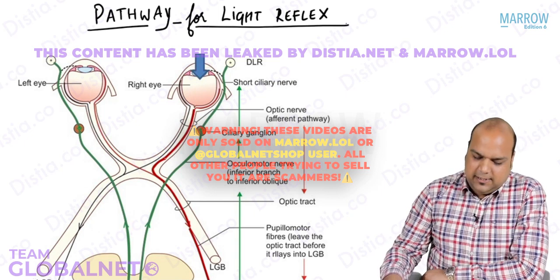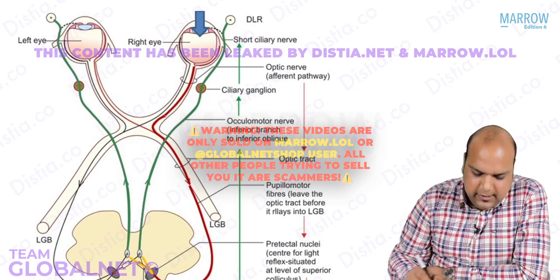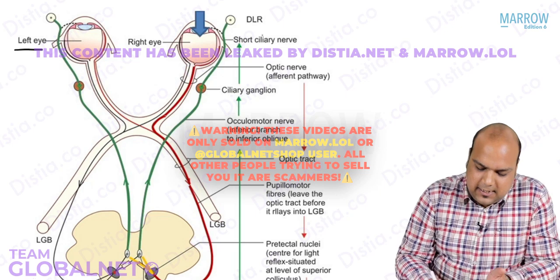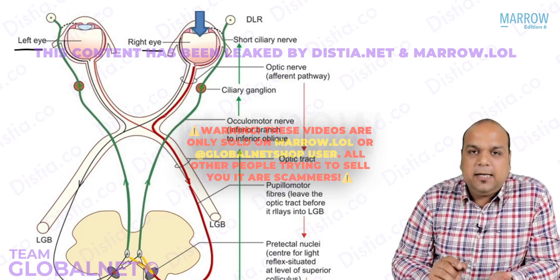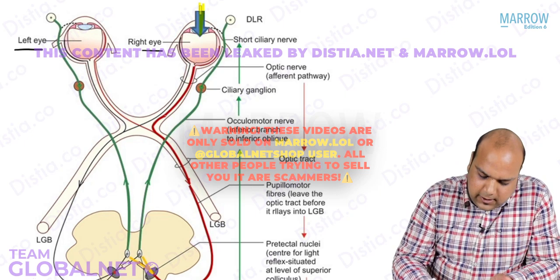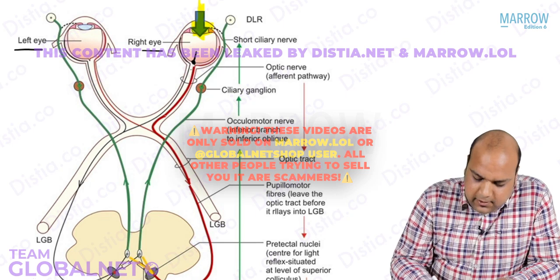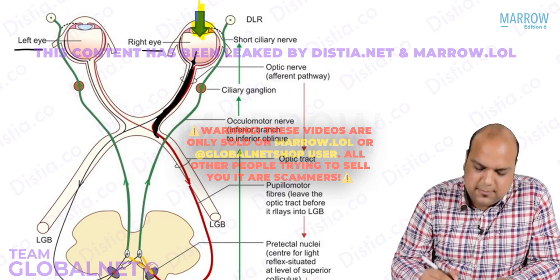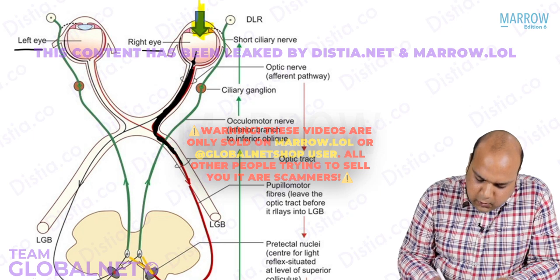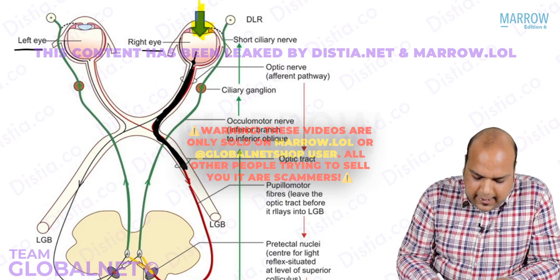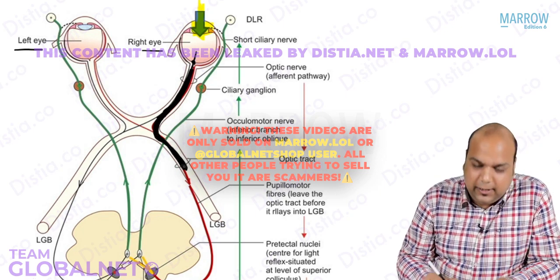Okay, everybody. So let's see. Again, I would like to reiterate that we draw pathways for ourselves. So this is the left side on the left eye. This is the right side on the right eye, everybody. Now we have thrown light on the right eye as being denoted by the arrow. The light will first fall onto the retina. From the retina, light will go into the optic nerve. From the optic nerve, it will go into the temporal part of the optic chiasma. From the optic chiasma, it will go into the optic tract. Right eye, right optic nerve, optic chiasma, temporal part, right optic tract.